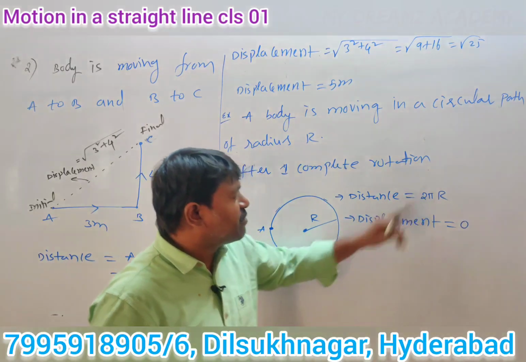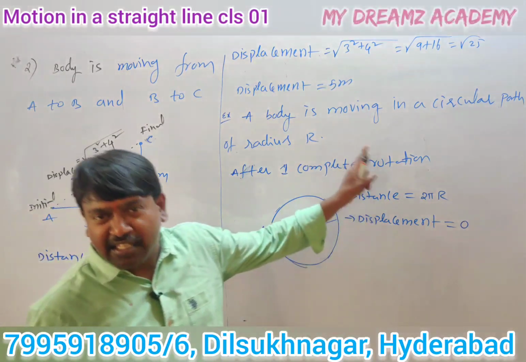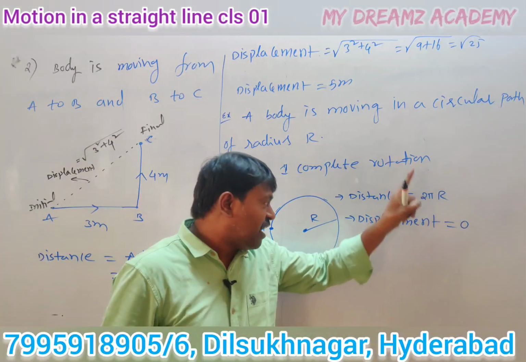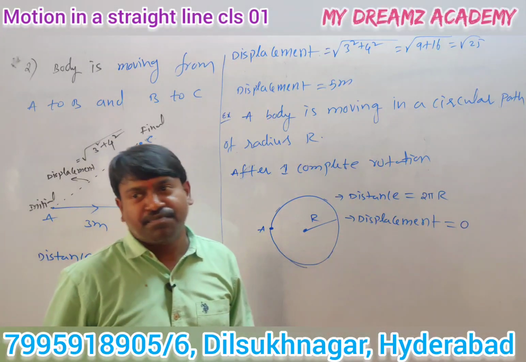What is the distance covered by the body after one complete rotation? That is 2 pi r. What is the displacement covered by the body after one complete rotation? That is 0. Okay.